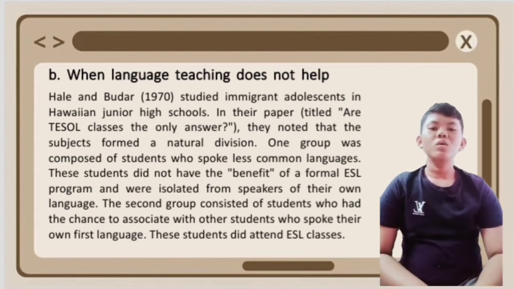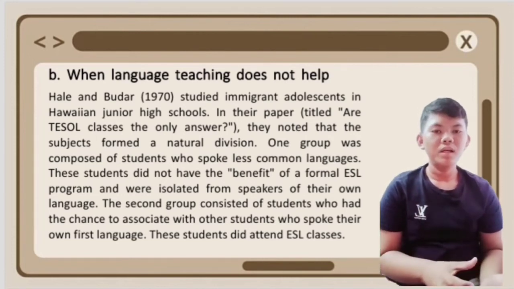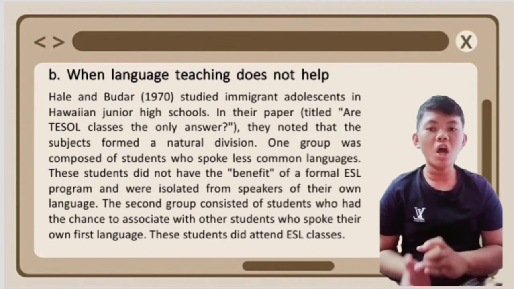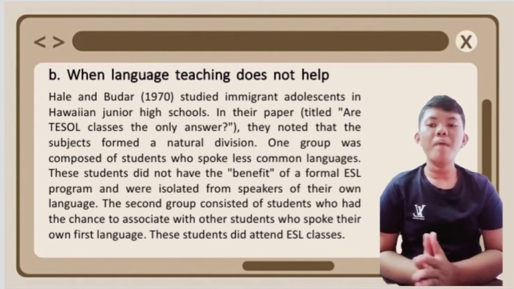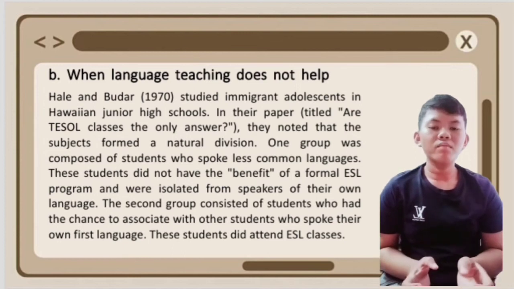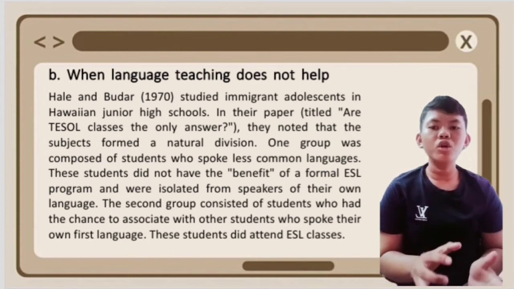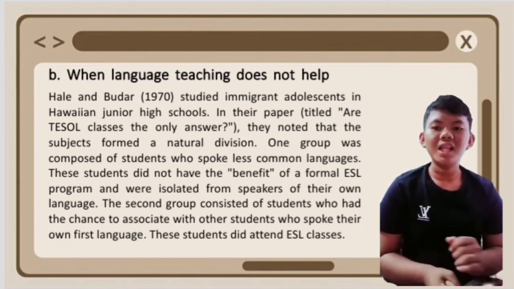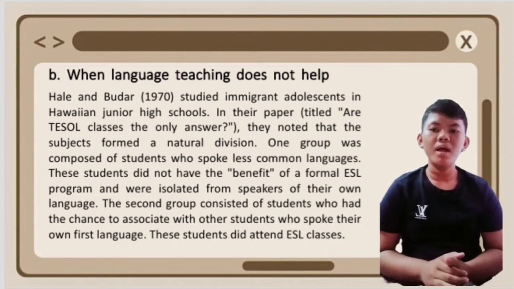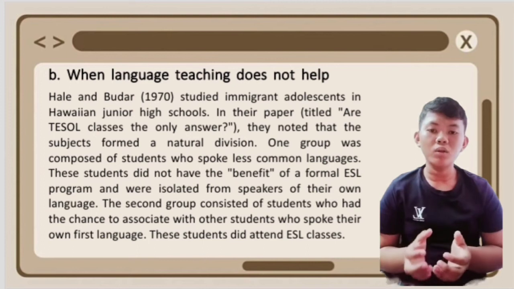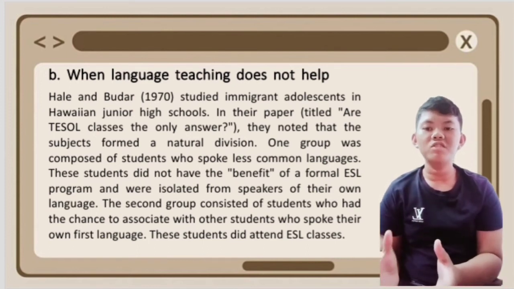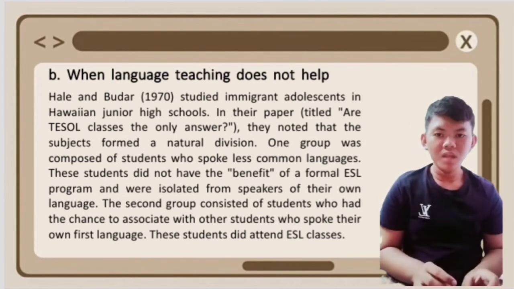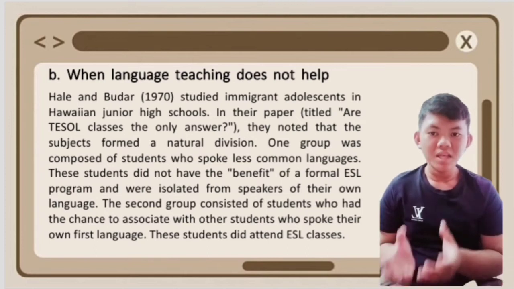So let's proceed to when language teaching does not help. Hale and Budar in 1970 studied immigrant adolescents in Hawaiian junior high schools. In their paper, they noted that the subjects formed a natural division. One group was composed of students who spoke less common languages. These students did not have the benefit of a formal ESL program and were isolated from speakers of their own language. The second group consisted of students who had the chance to associate with other students who spoke their own first language. These students did attend ESL classes.